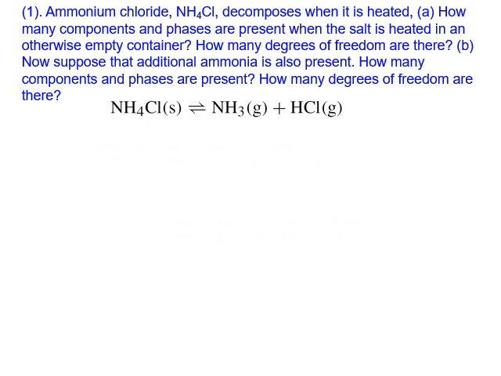Question number 1. Ammonium chloride decomposes into ammonia and hydrogen chloride. The question is how many components, phases, and degrees of freedom are present in the system. So this is about the phase rule.